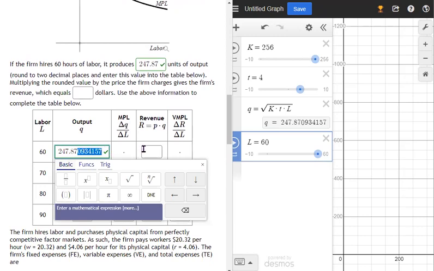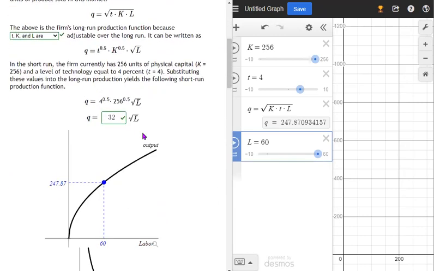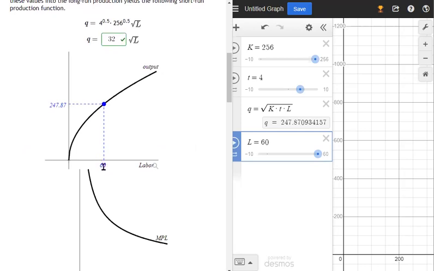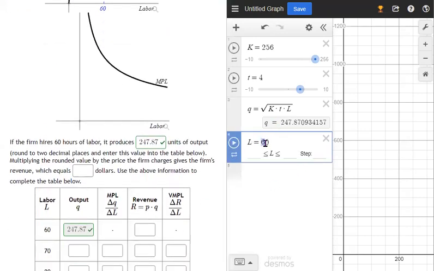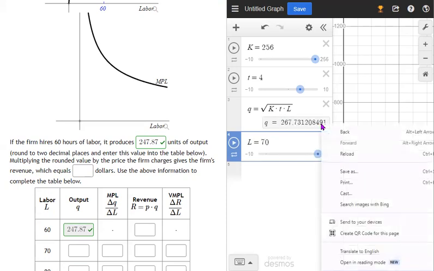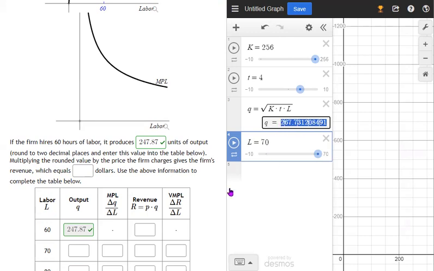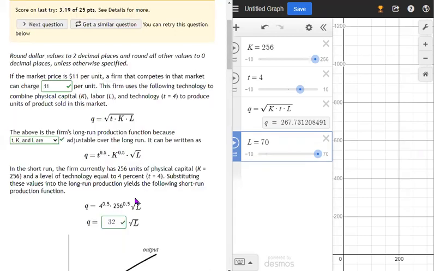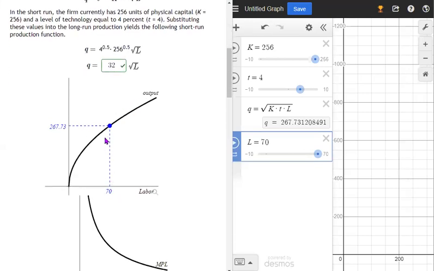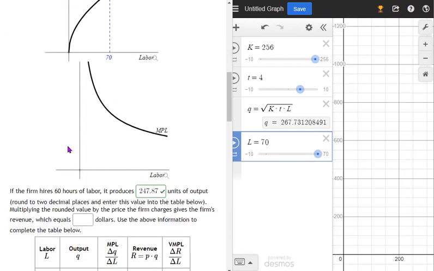Oh, I'm going to change this down here too. Okay, so now what Myopa Math is doing is plotting that point. When labor is 60 hours, when the firm is demanding 60 hours of labor, output is 247.87. Now, what happens when labor is 70? Output is greater. So when labor is 70 hours, output is 267.73.